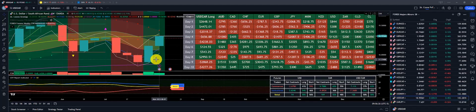US dollar, South African rand, beautiful trade here. Nice, significant follow the money, relative strength. Green candle, no significant crowding out to the long side. Great gain of $2,648 on one standard lot.